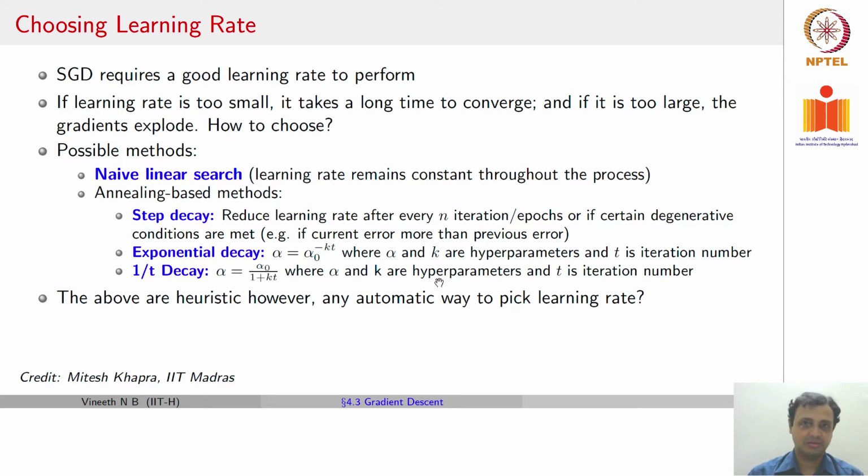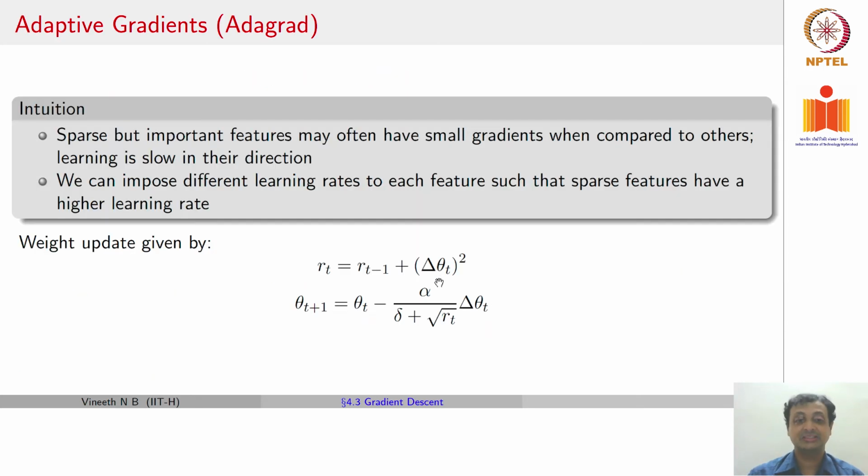Can we do something better? Can we be more aware of what a neural network is doing and accordingly choose a learning rate, rather than have these global rules that we fix irrespective of what the network is doing? Is there a way to do this? Yes, there are a few methods which we're going to discuss now.